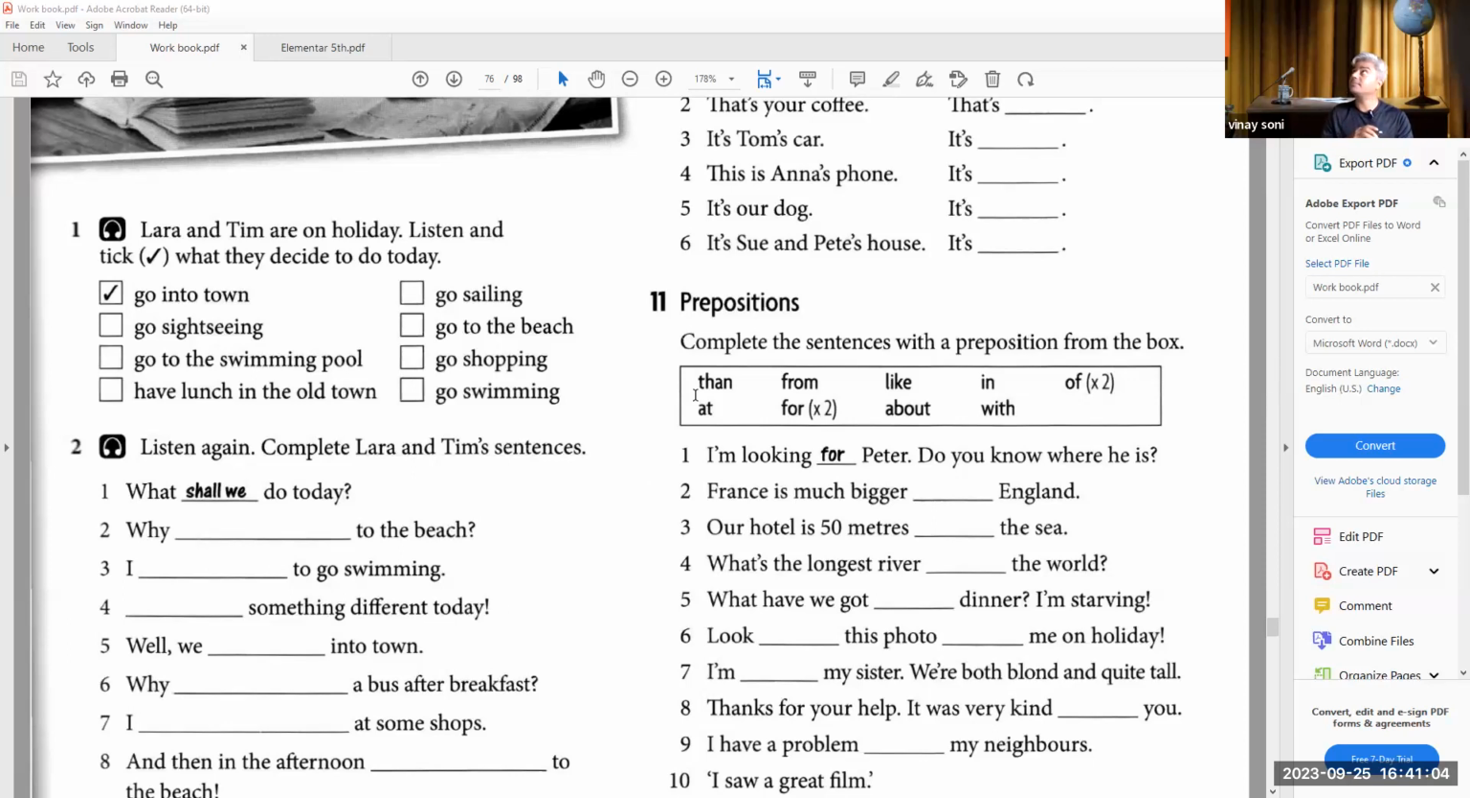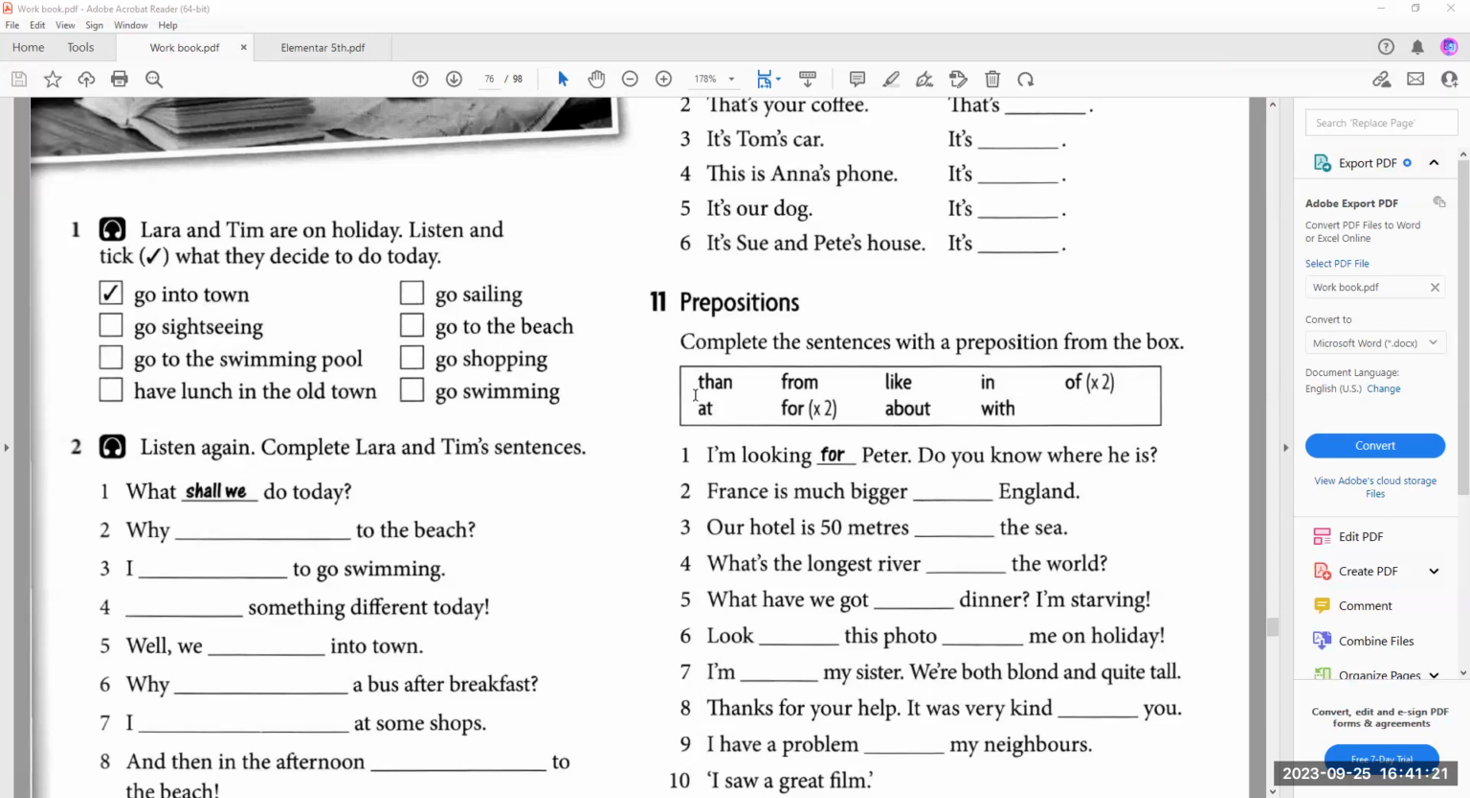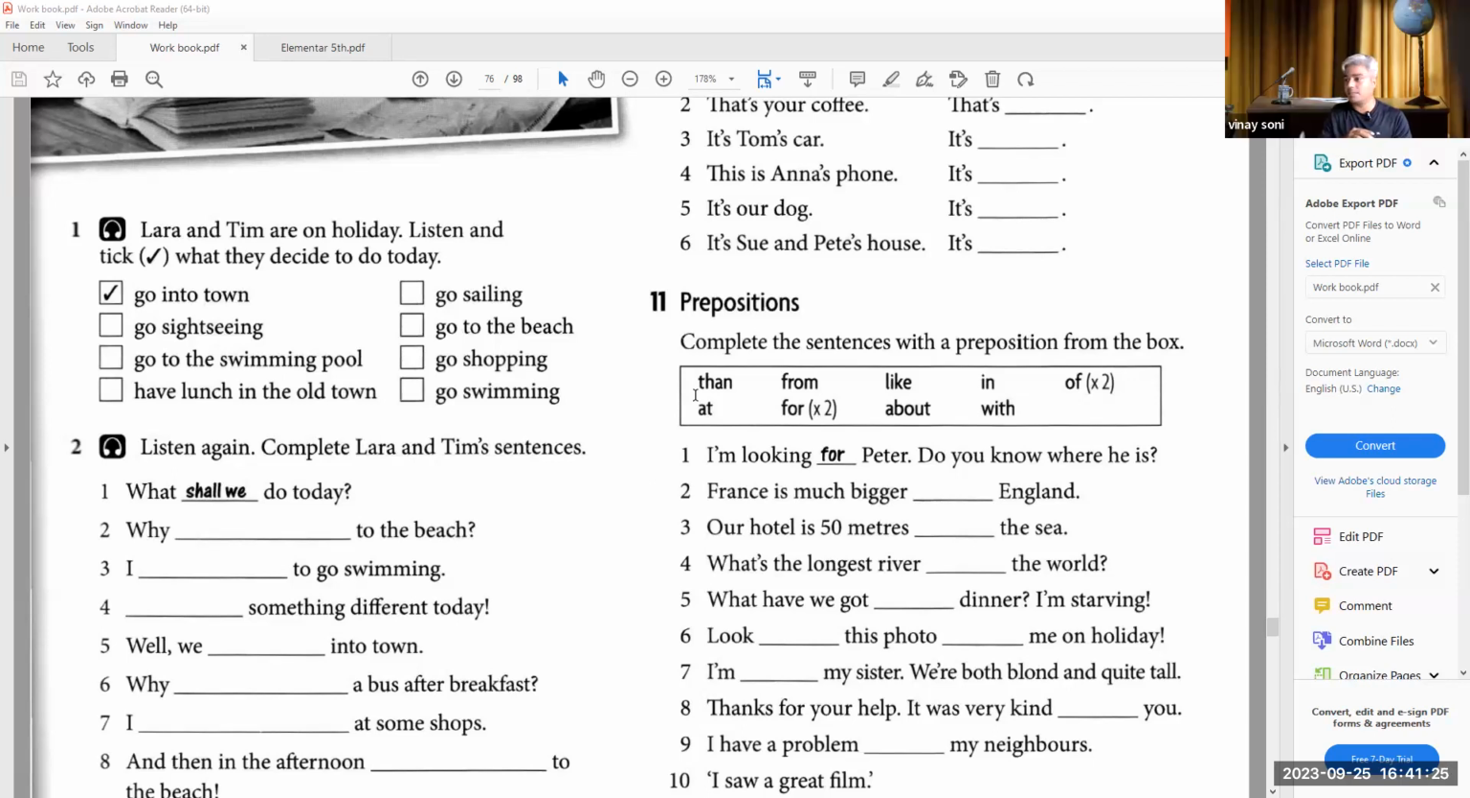3. I would like to go swimming. I want to go swimming. Number 4. Let's do something different today. 5. Well, we could go into town. This is one of the possibilities. We could go into town.